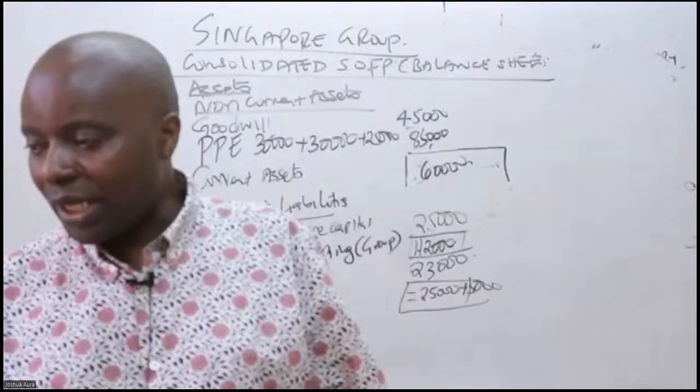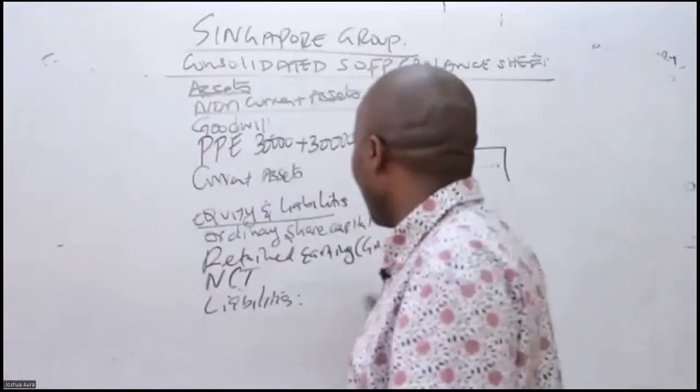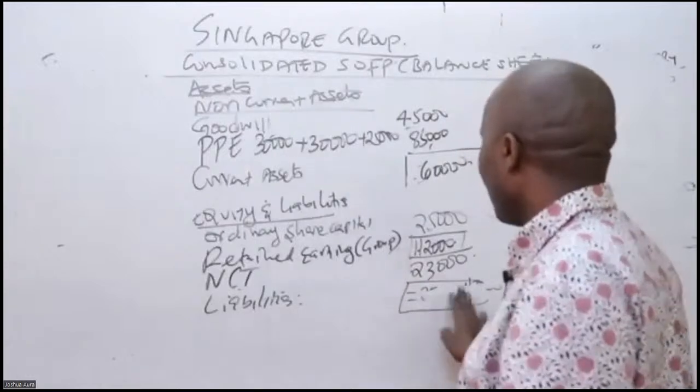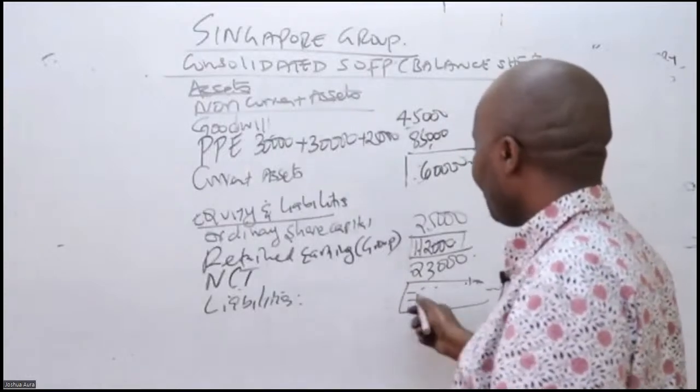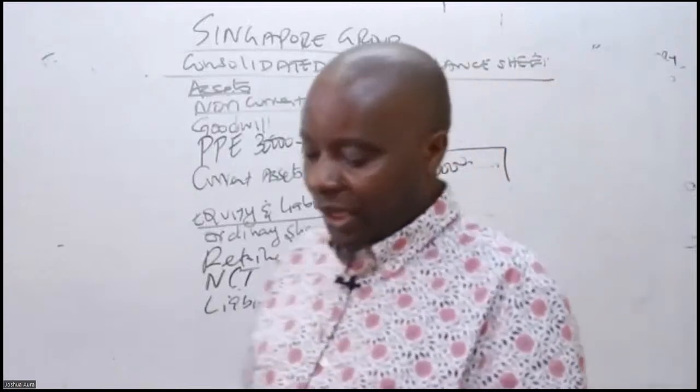We are putting things together. 25,000 plus 5,000. Great. So we are getting what figure here, somebody? We are getting 30,000 here.